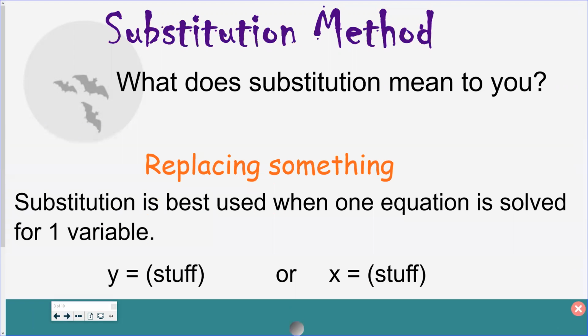But what you want to write down is what substitution is. It basically means you are replacing something. Substitution is best used when one equation is solved for one variable. In other words, you have y equals something or x equals something. You want to make sure you get that written down.